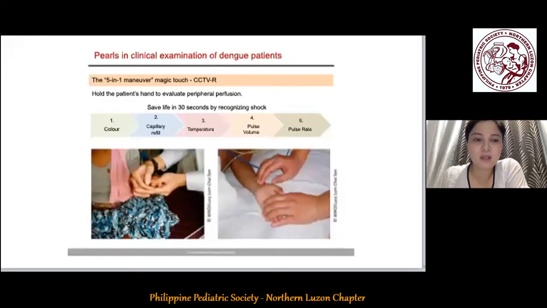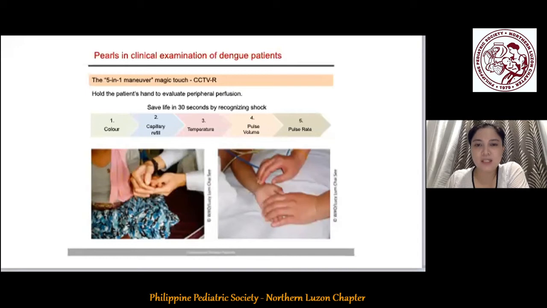So for the clinical examination, this shows the quick guide in doing your examination on a dengue patient. This is the 5-in-1 maneuver, or your CCTVR. So how is it done? You have to hold the hand of the patient to evaluate the peripheral perfusion. You check for the color, which should be pink. Check for the CRT, which should be 2 seconds or less. Check for the temperature, which should be warm. Pulse volume should be full, and pulse rate should be within the acceptable value for age.